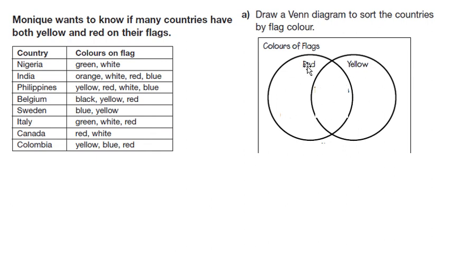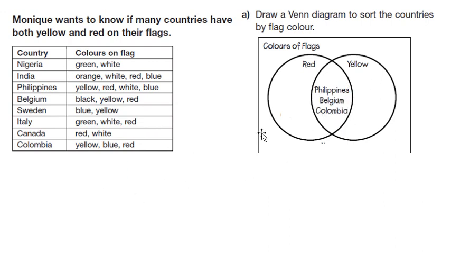To be in this section, kind of this moon shape, they can only have red but not yellow. To be in this section, this moon shape, they can only have yellow but not red. And all the ones that don't have yellow or red are going to be on the outside. So let's see if we can start to fill this Venn diagram up.